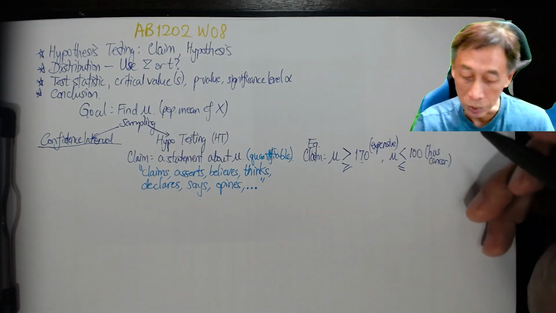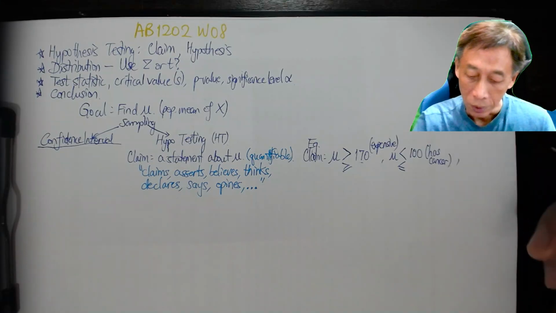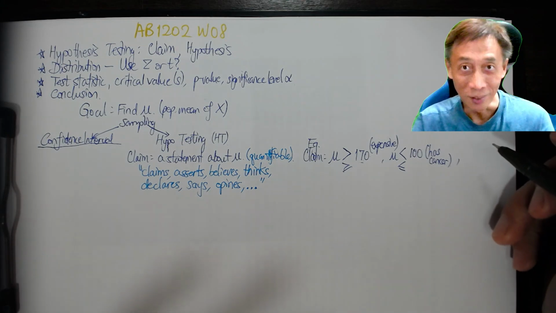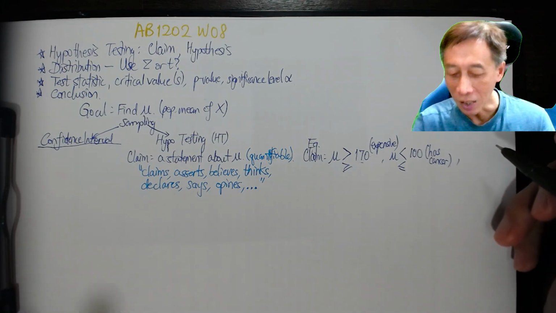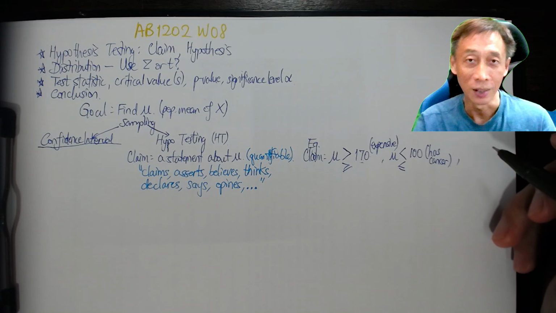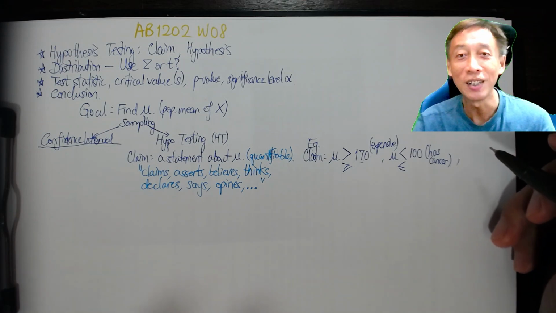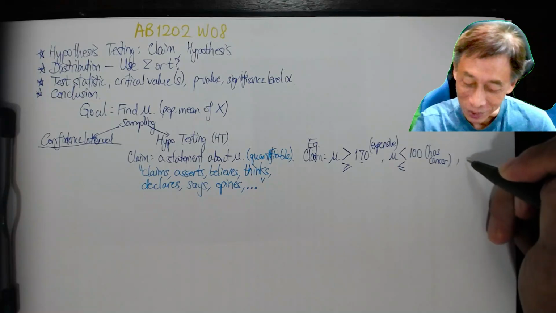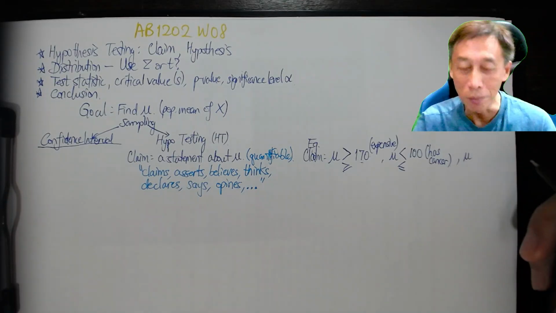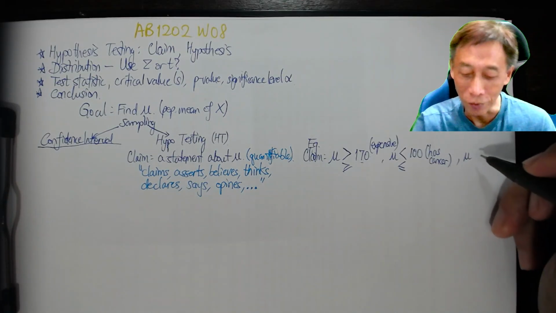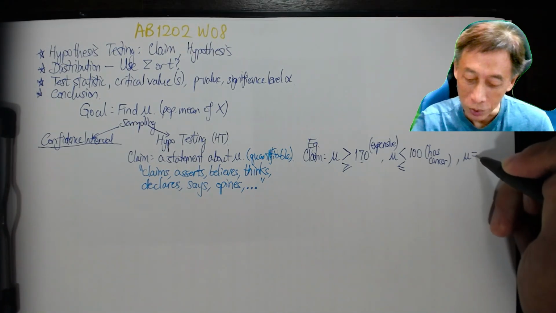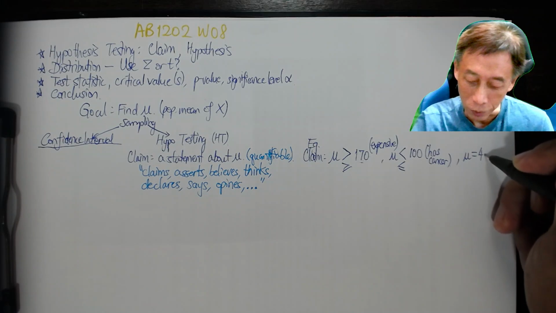Next, we are going to say something like, some student claims that, say, this university's students' average GPA, so mu is the population mean grade point average of this university's students, is 4.3 out of 5, let's say.